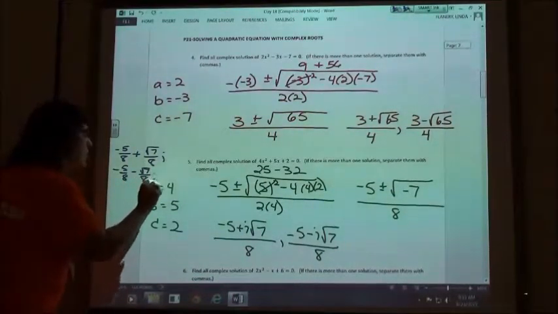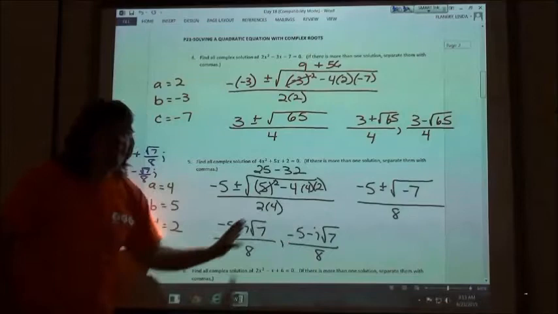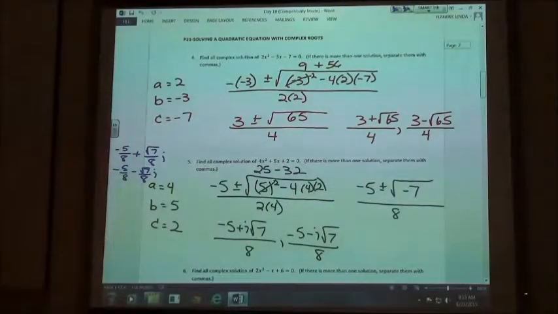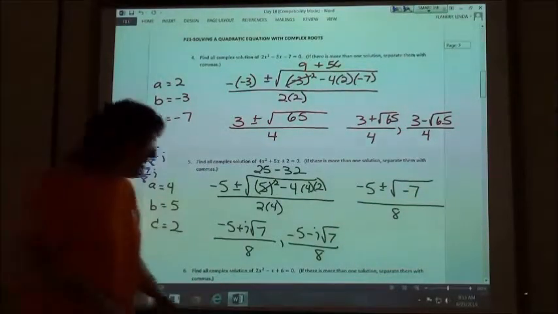So it's up to you. If you want to separate it and put it in standard form for complex numbers, you don't have to. You can put it in like this. It's easier for me to get it all typed in by just putting the i in front of my square root, although it's not the best way. But they don't care. It's correct either way.